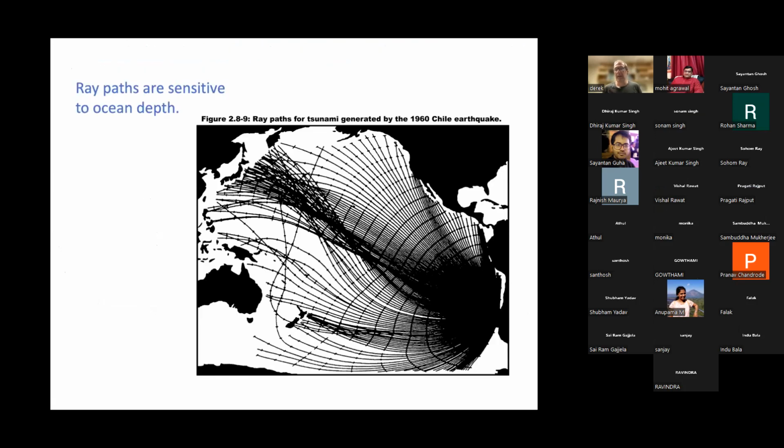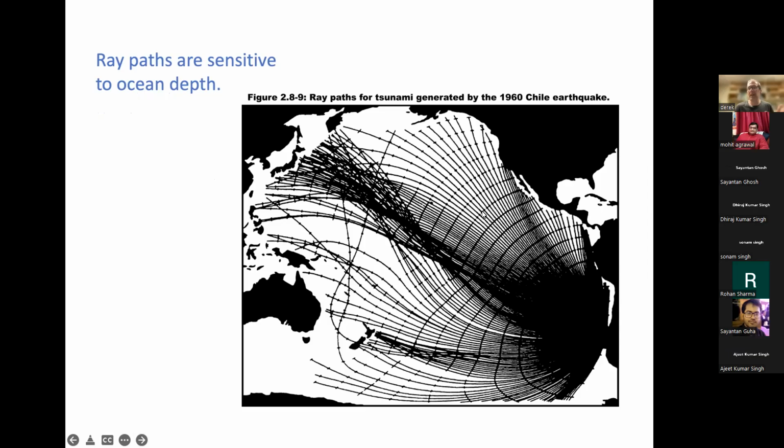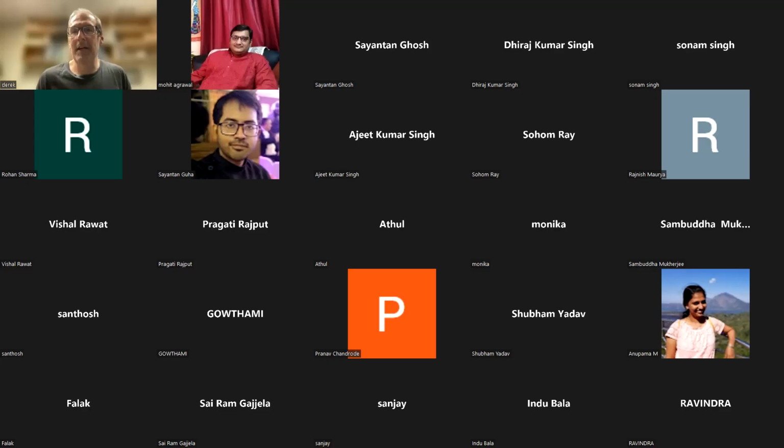The ray paths are also sensitive to ocean depth because the phase velocity is sensitive to ocean depth. And so tsunamis can get focused or defocused depending on the topography of the oceanic floor. And that's all I had to say about dispersion.